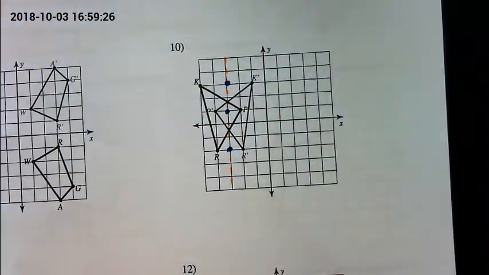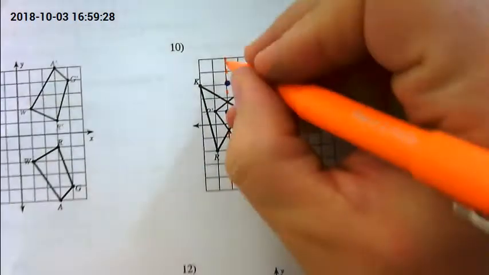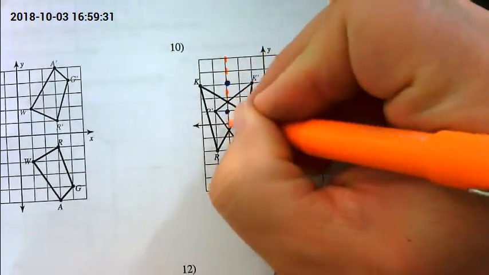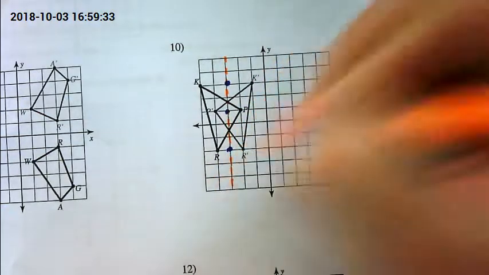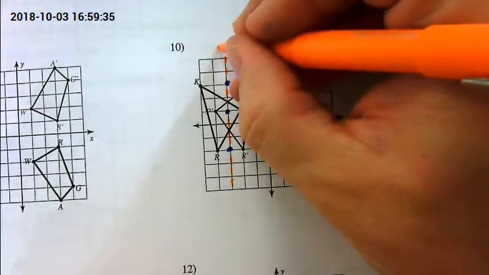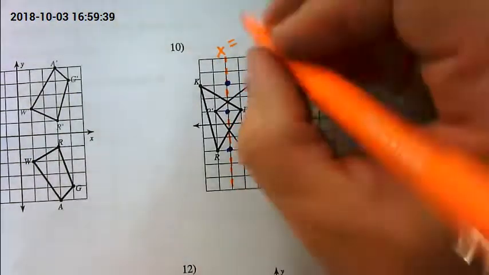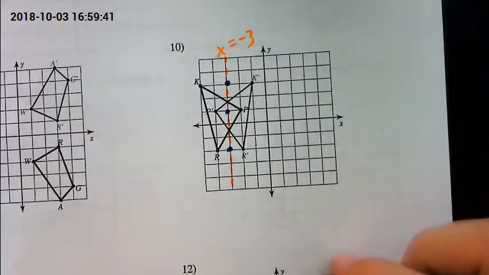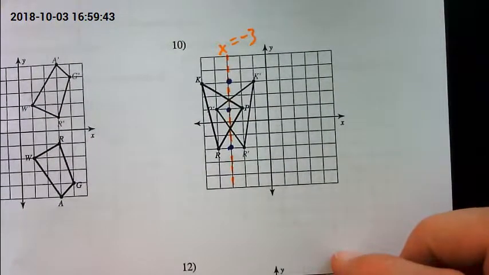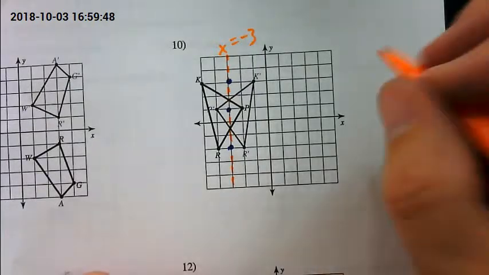So this is our line of reflection. Now that's an easier one to find. But the actual line here would be at x equals negative 3. That's our line of reflection. So it's a reflection across the line x equals negative 3.